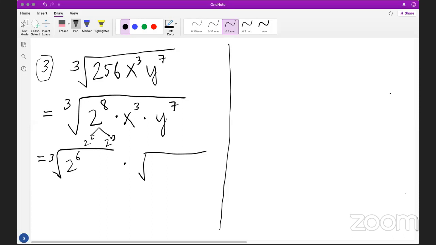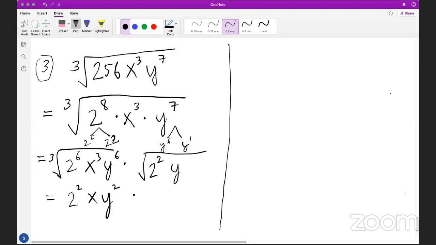How about this one? X cubed is a perfect cube, so you put it here. How about y raised to 7? Y raised to 6 and y raised to 1, or simply y. So here the y raised to 6, and here the y raised to 1, or just y. This one you can simplify: you have 2 squared x y squared times cube root of 4y. So this is our final answer: 4 x y squared times cube root of 4y.